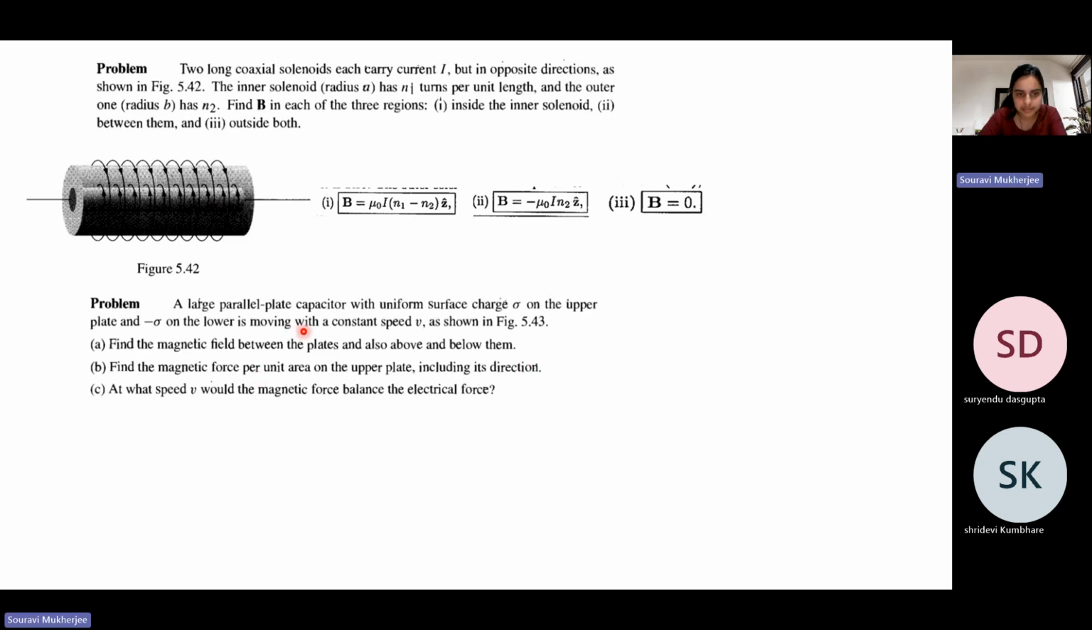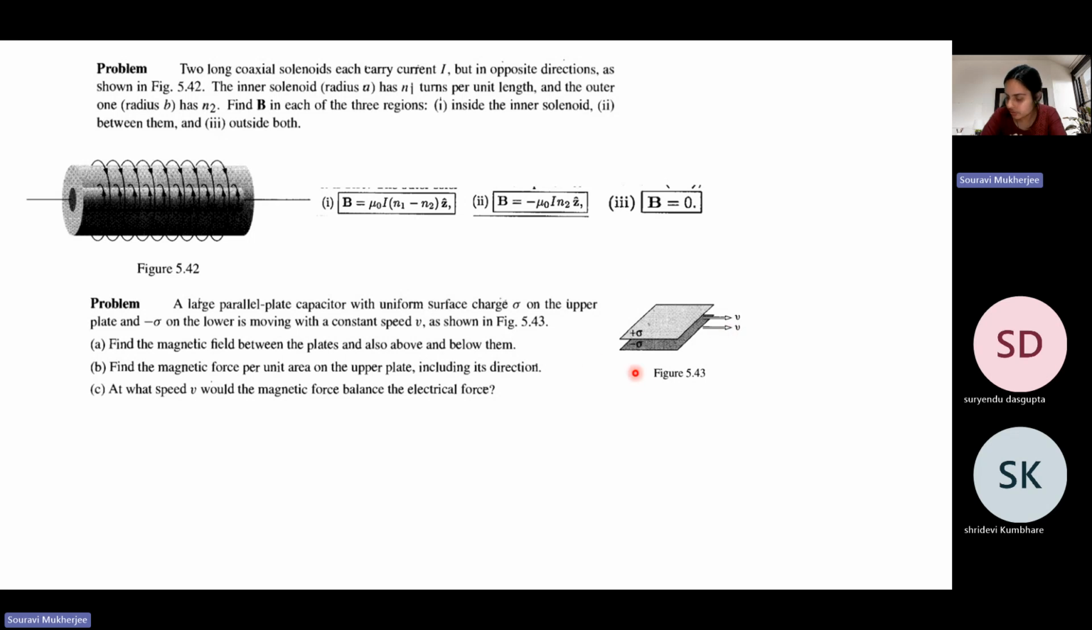Now, again, there can be questions like this, where you have a large parallel plate capacitor with surface charge sigma and minus sigma, and they're moving with constant speed v. So what is the magnetic field between the plates, also above and below? And what is the force per unit area on the upper plate, including the direction, and what speed should the magnetic force balance the electric force? So for this question, what is given is this, right?